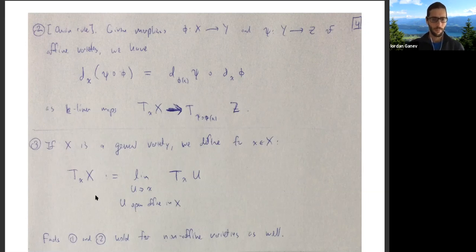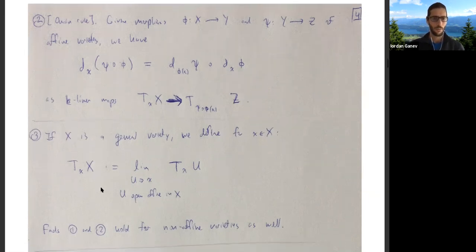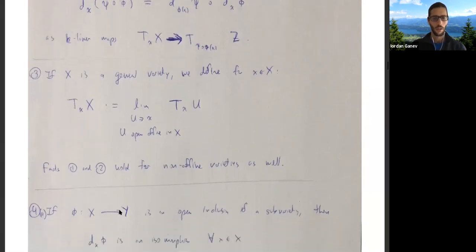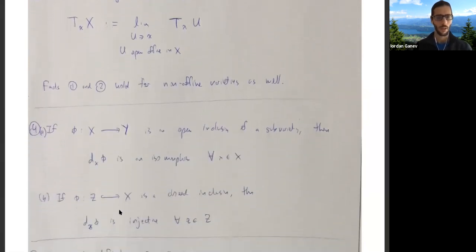Okay. So the facts above about having induced differential maps and having the chain rule hold for non-affine varieties just as well. Okay, and another fact, and this is just collecting some basic facts: if this map of varieties is an open inclusion, then we just have an isomorphism on the level of tangent spaces for any x. And if it's a closed inclusion, then we have an injection on the level of tangent spaces.